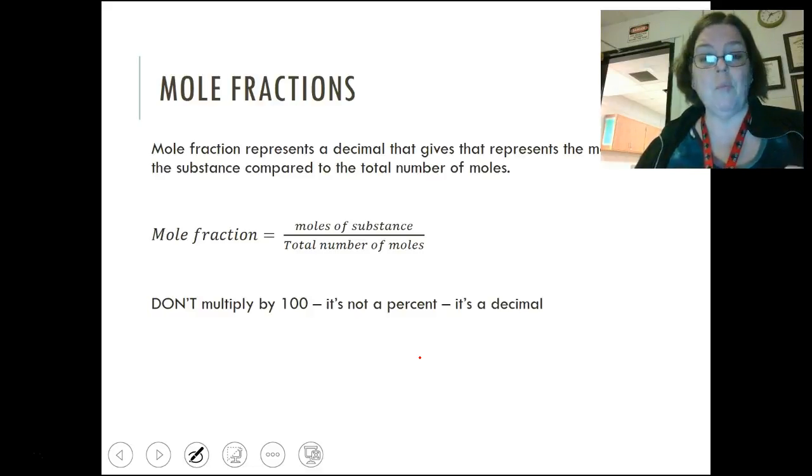So we're talking about the number of moles of substance divided by the total number of moles. It's called mole fraction. It's not mole percent, it's mole fraction. So be really careful with that because that could be problematic.